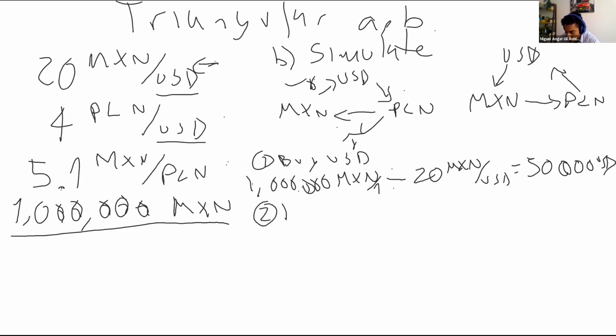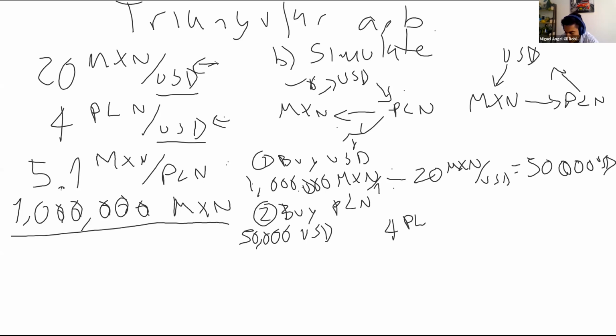Let's do step number 2, which will be buy Polish zloty. When you buy Polish zloty, you need to use your dollars and exchange them to zloty. So which exchange rate will you use? This one, 4 zloty over dollar.